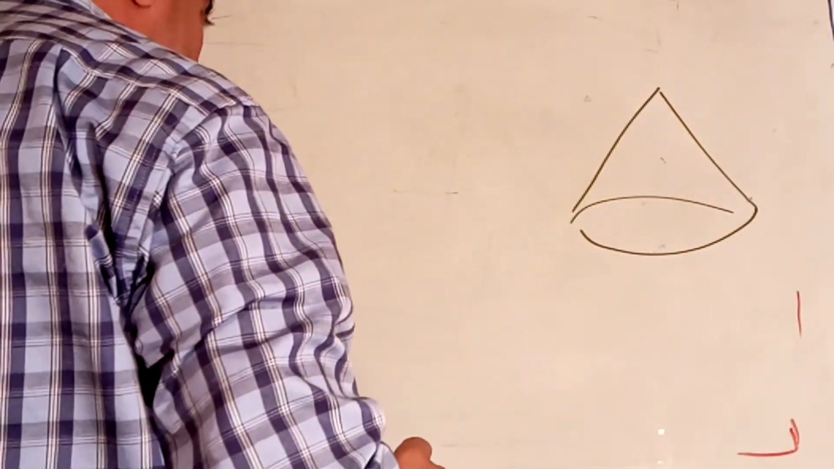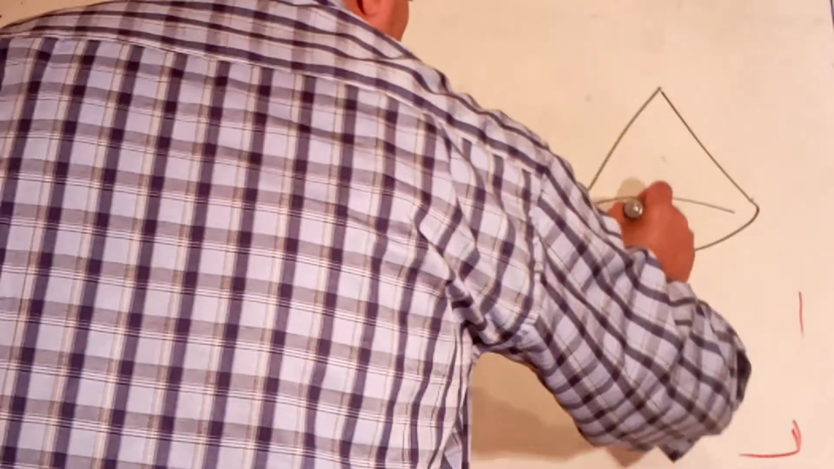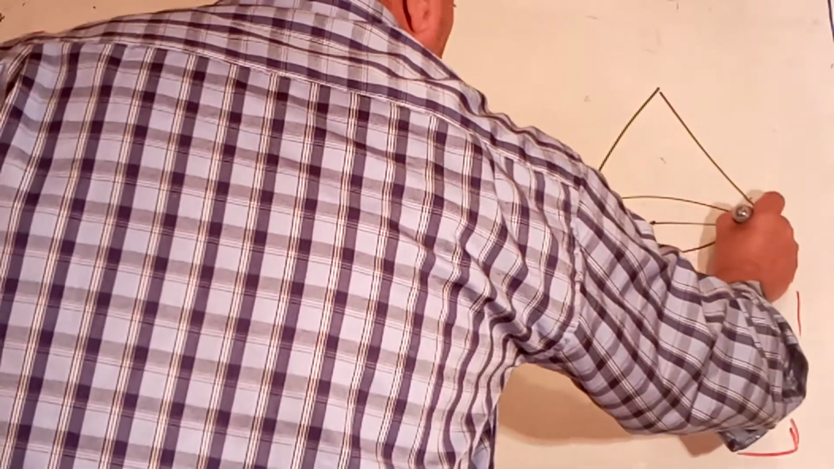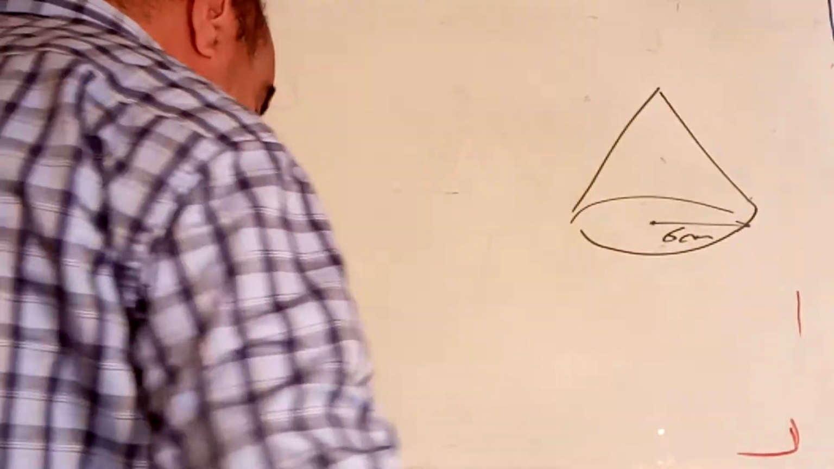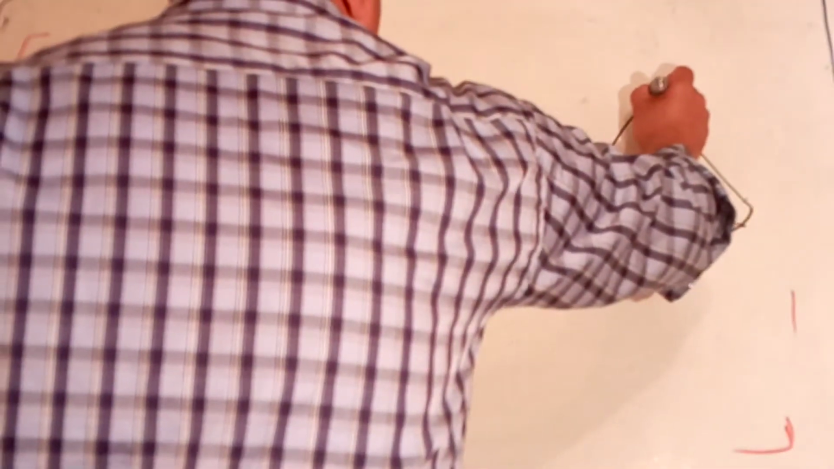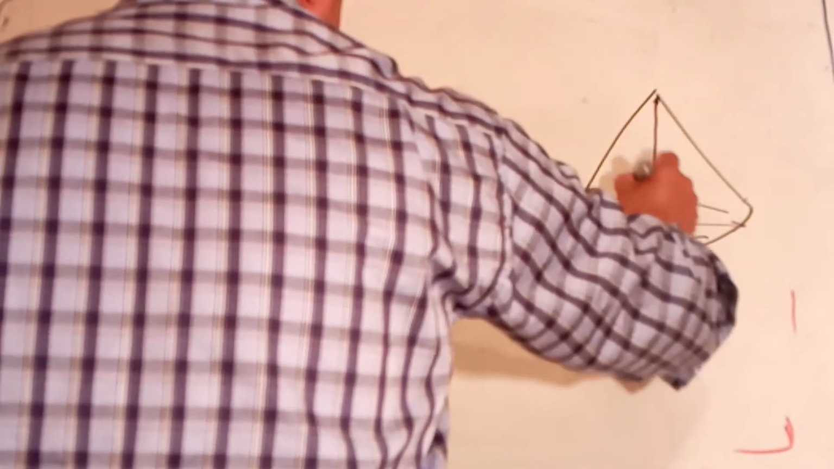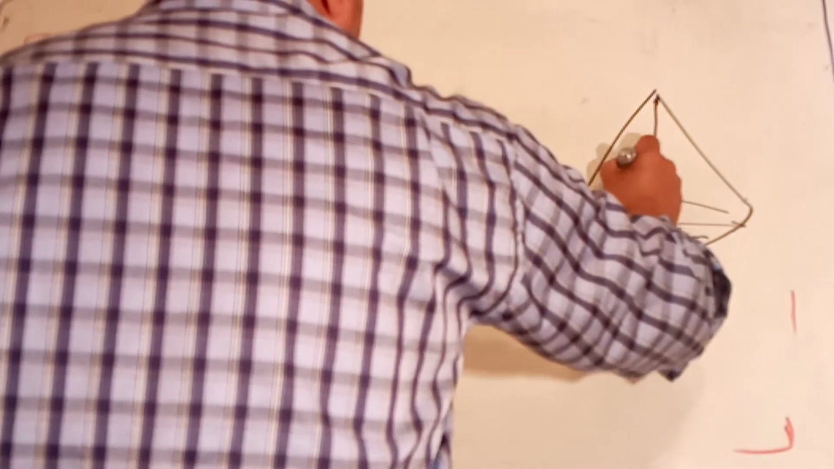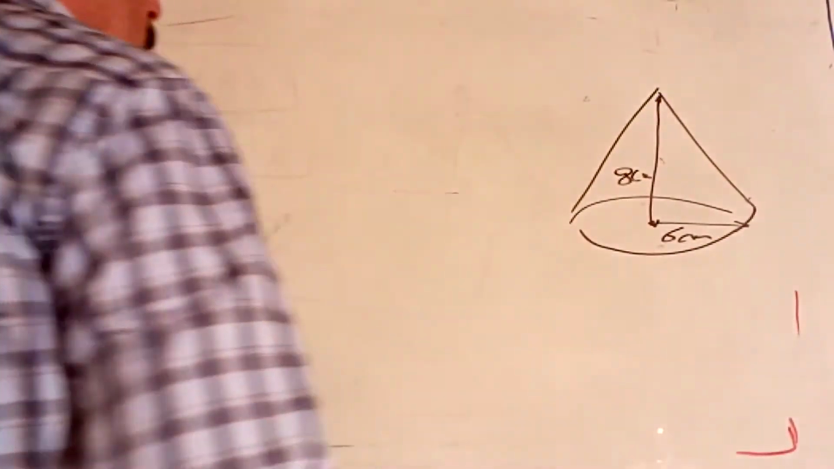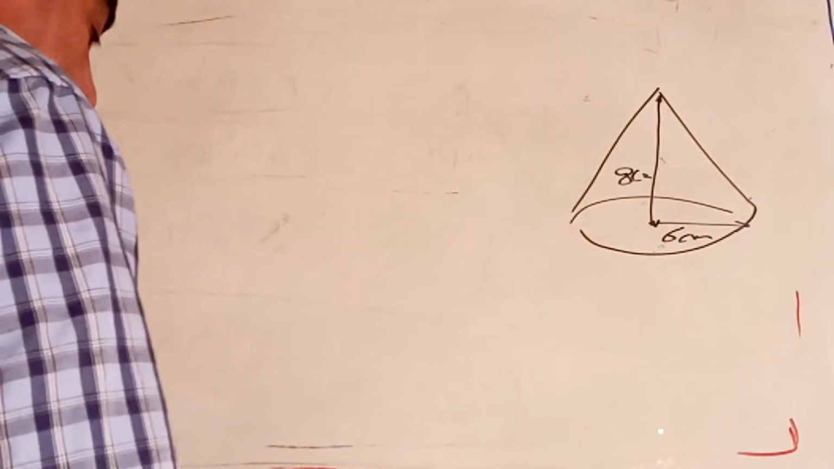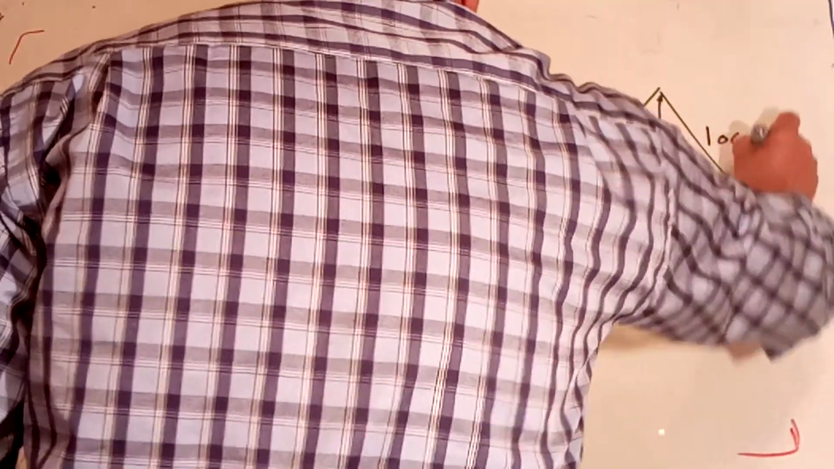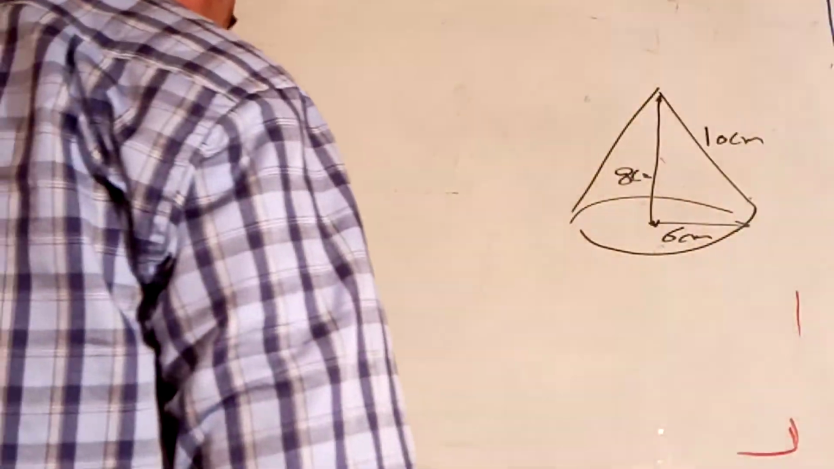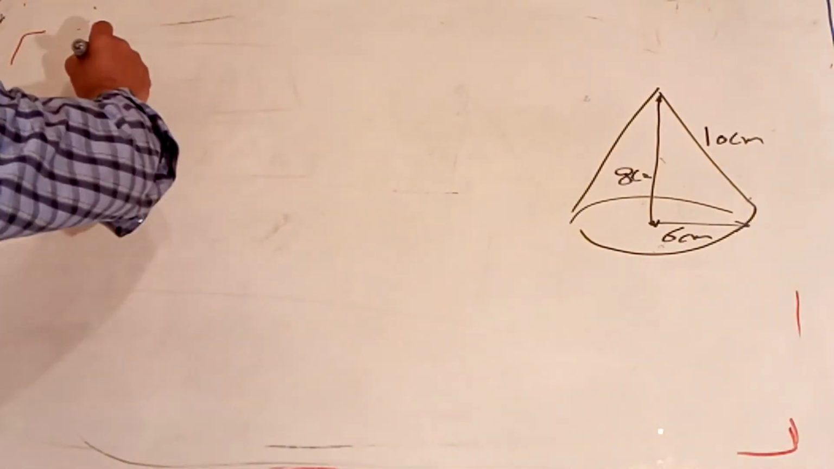Its radius is 6 centimeters. Its height is 8 centimeters. This is the height to the vertex. Which we call H, and L, the side length, is 10 centimeters. Find its volume and its surface area. Start with the volume.